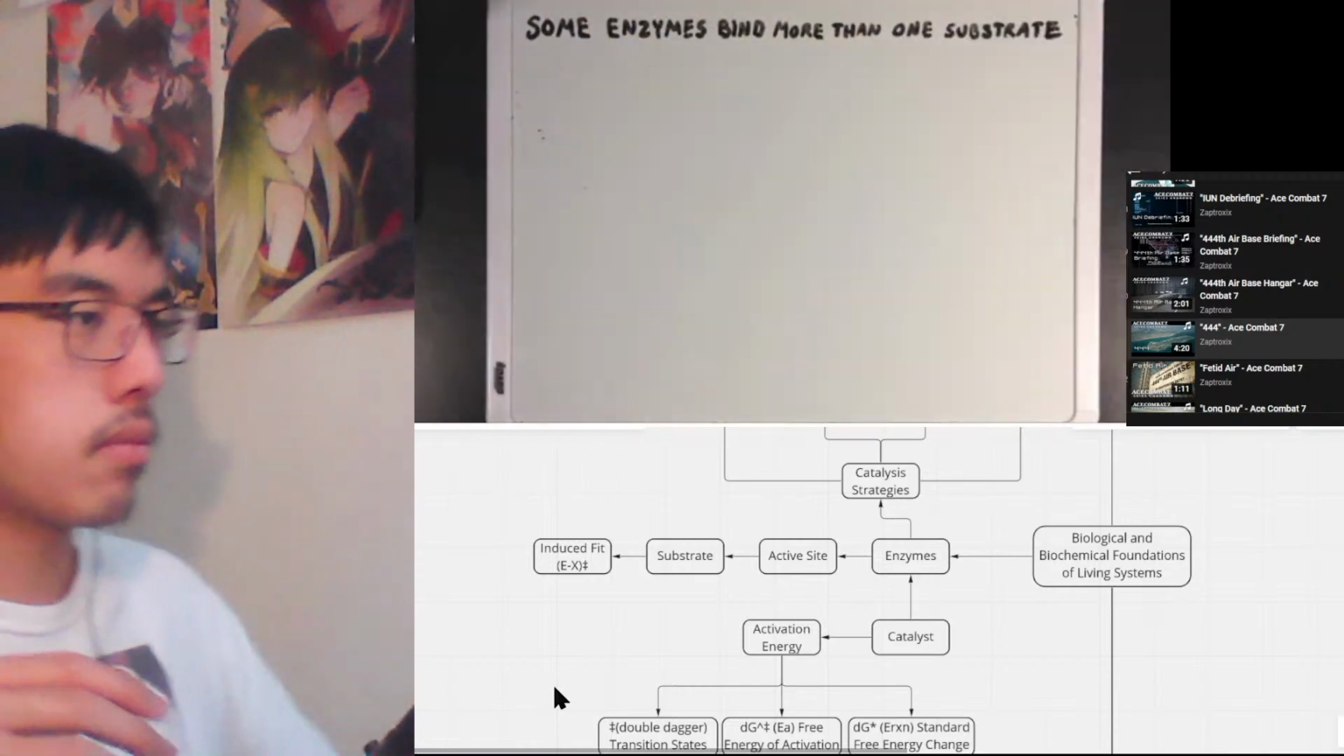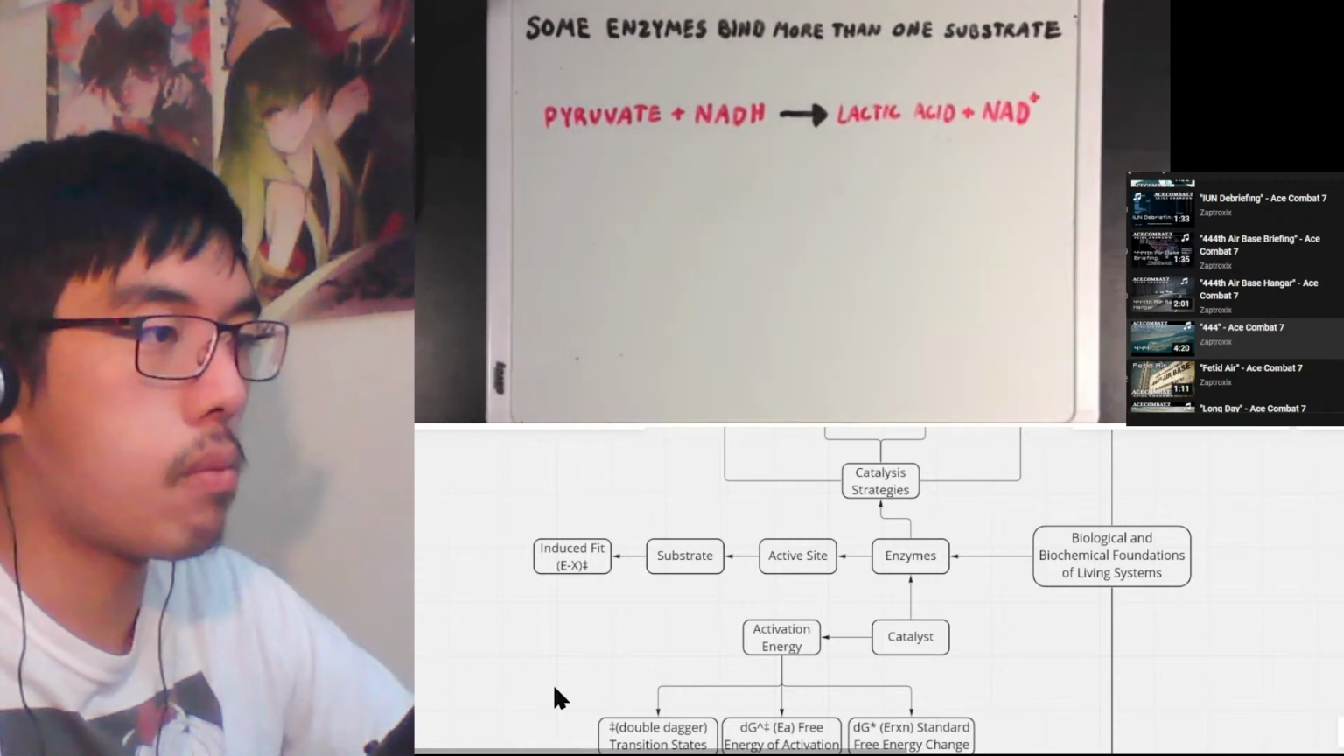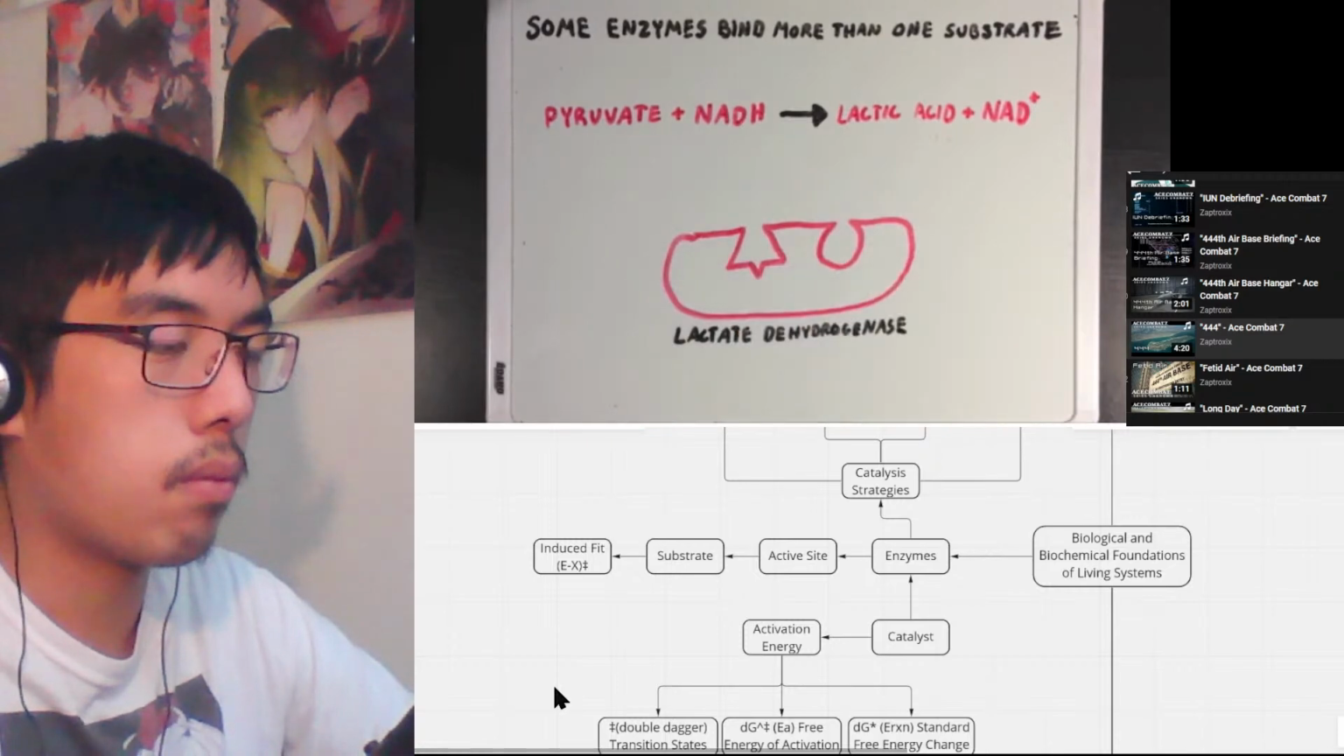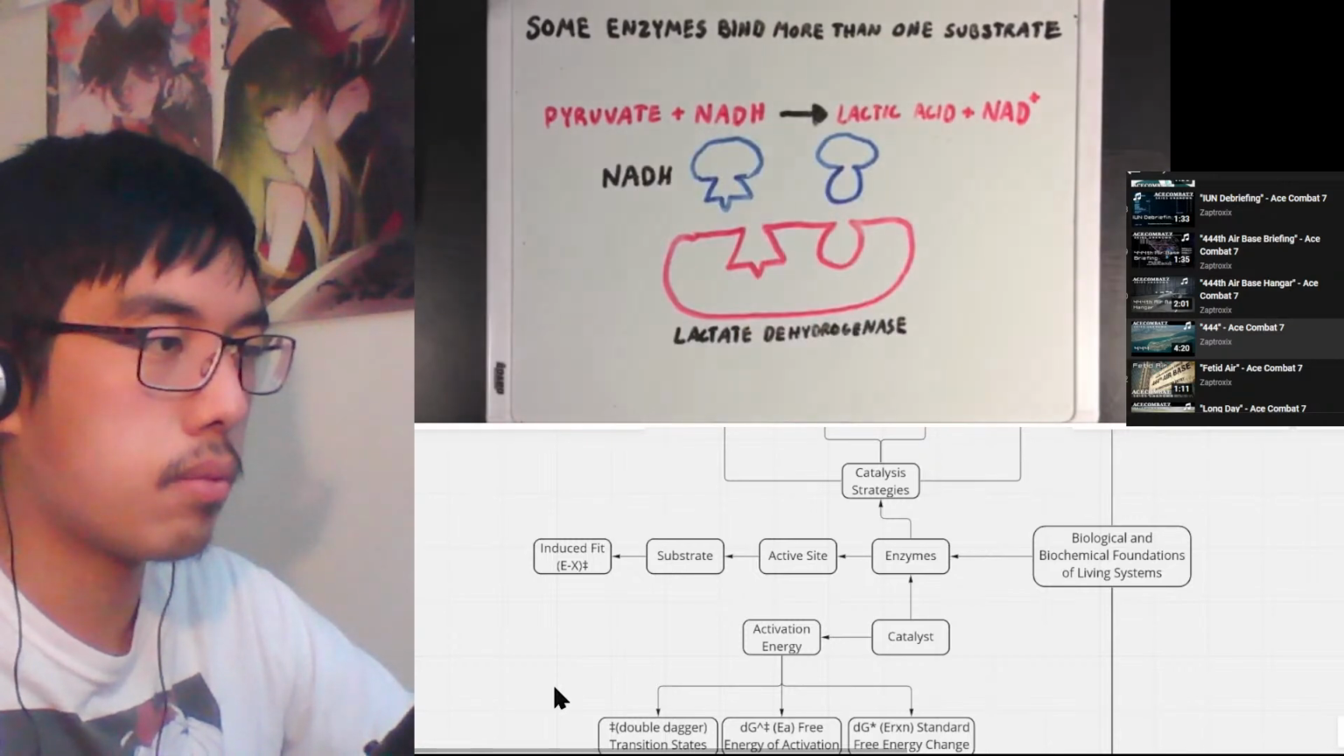Now, some enzymes will actually bind to more than one substrate, and if we look at a reaction that might be familiar, which is lactic acid fermentation, we can see that our enzyme, lactate dehydrogenase, will have space to bind two different substrates in this reaction, one space being for NADH and the other being for pyruvate. So enzymes don't necessarily bind just one substrate.